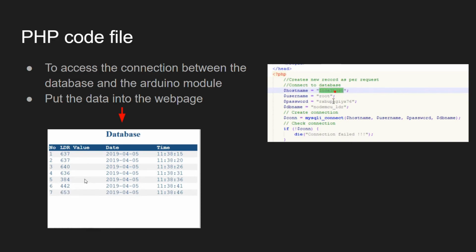And next, we have to create the PHP code file to make the database work. We have to access the connection between the database and the Arduino module, just like the code I have shown on the right hand side. There is some name or password needed, and finally the database will show. Also, we will put the data into the web page just like this. This is a simple version of the web page just for testing, and we will make it more user friendly afterward.